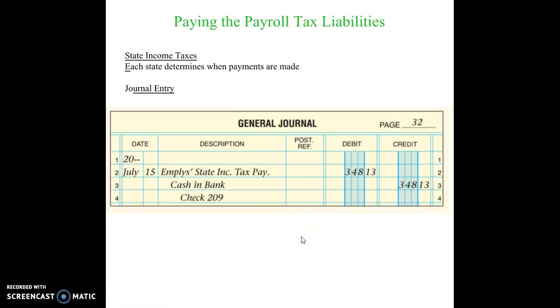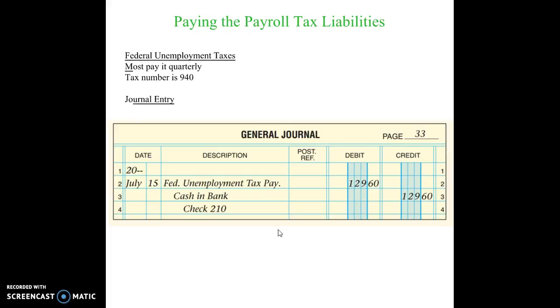Then the state income taxes: each state is going to determine when payments are made. So when we are notified by the state that these need to be paid, or if we have them in our memorandum, in this case a check as our source document, we then make the payment. So employee state income tax withheld for that amount, cash in bank, $348.13 is how much is paid back to the state for state income tax. This is just like paying off any other liability.